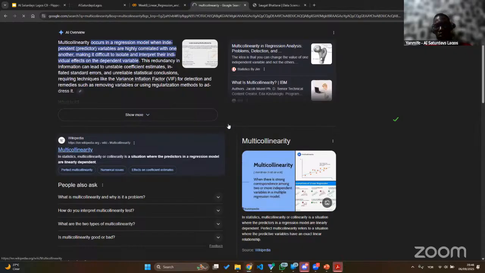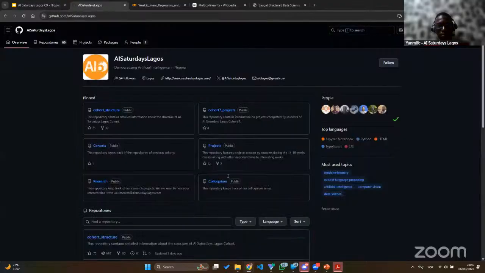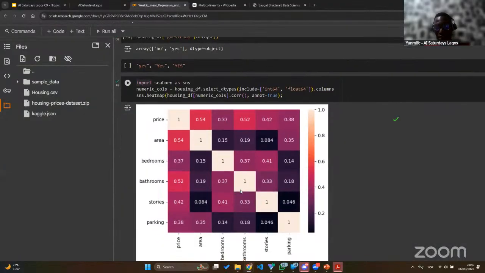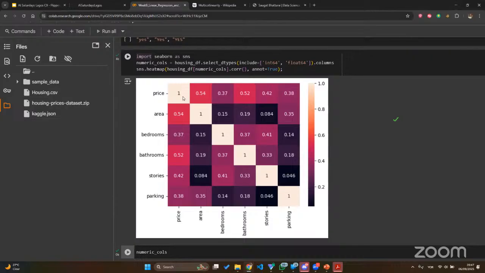So after checking this heat map, if you see that two columns have a very high correlation, I'm not talking about their correlation with the price. Price is our target. Are we still following? Yes, we are still following. I just want to be sure I'm not just speaking jargon.